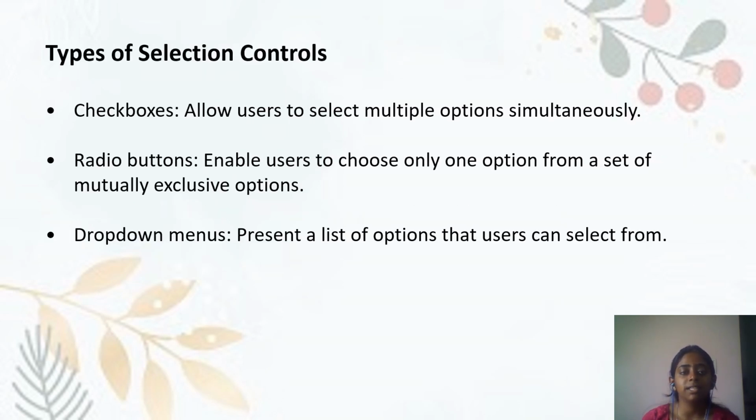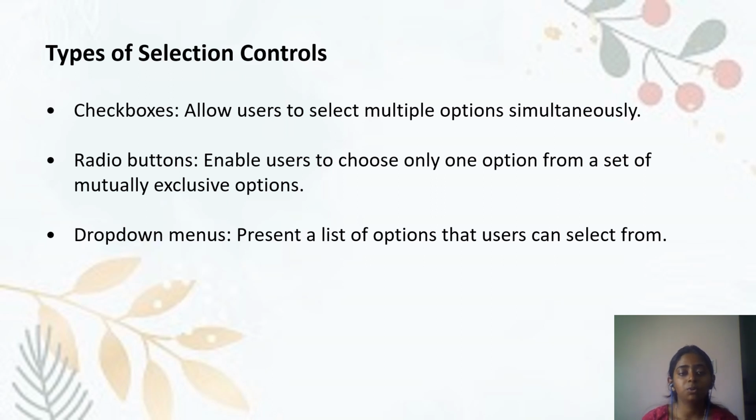Types of selection control. In types of selection control, there are mainly three types. They are checkboxes, radio buttons, and drop-down menus. So moving on to the checkboxes: they allow users to select multiple options simultaneously. That is, when we are selecting options, checkboxes are made for selecting multiple options simultaneously.